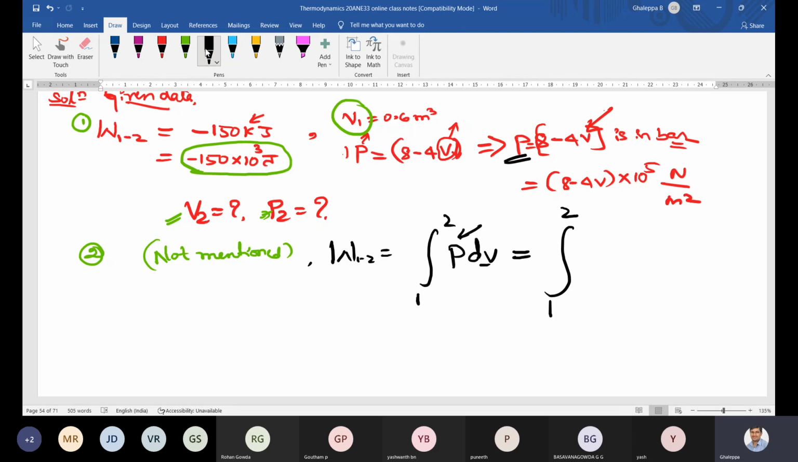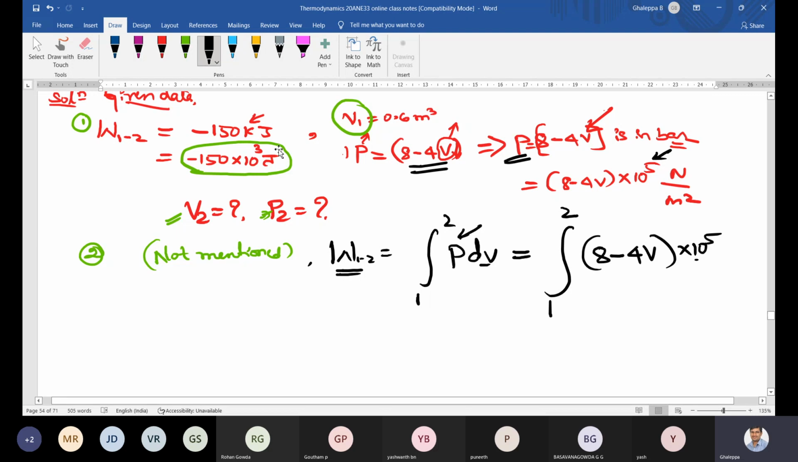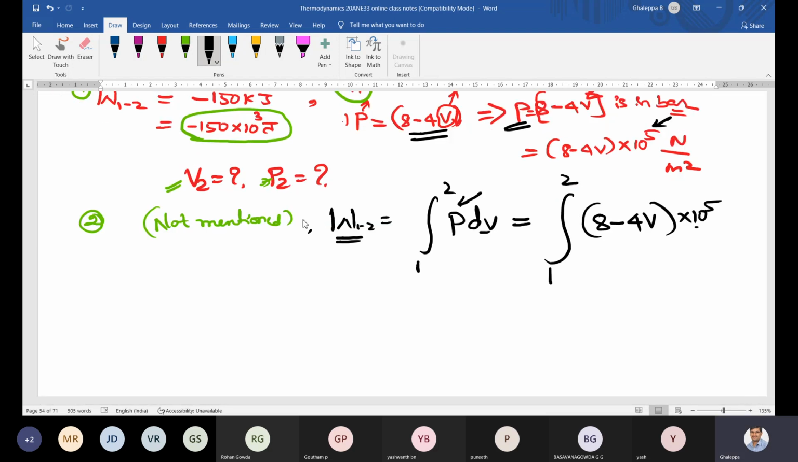What is the expression for P? 8 minus 4V into 10 to the power of 5. Do not forget this 10 to the power of 5, because we have converted into Pascal. So what is the value of work done he has given? Minus, he has given. On the left hand side, I will substitute minus 150 into 10 to the power of 3 is equal to, let me write the same equation, 8 minus 4V into 10 to the power of 5, that I will take outside. Anyway, it is constant. Into dV.